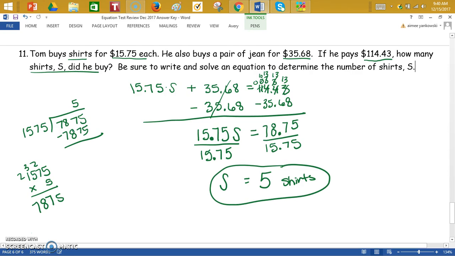All right, I hope that helps. And you get to use your calculators when you're handling your decimals. So hopefully it's a pretty straightforward two-step equation for you. Have a good day.